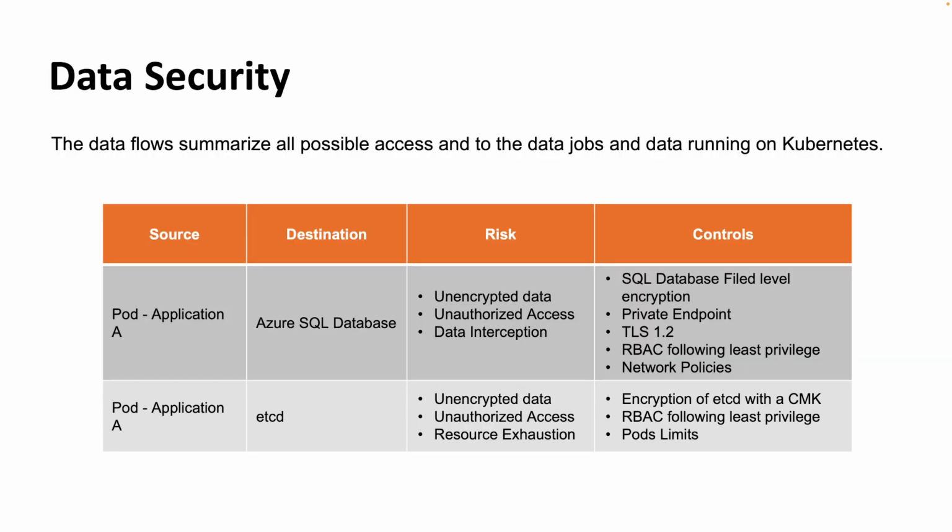Next one is data security. It's also very important to do a data flow to summarize all the possible access between the data job and the data running on the Kubernetes cluster. I put an example here, and in terms of risk, what we want to be sure is to have the data correctly encrypted. We want to have maybe some security control like field level encryption, private endpoint, TLS. You want also to review the RBAC configuration to follow the principle of least privilege.